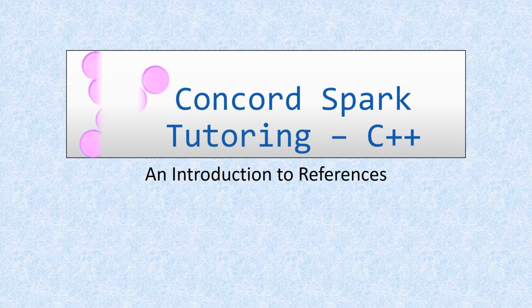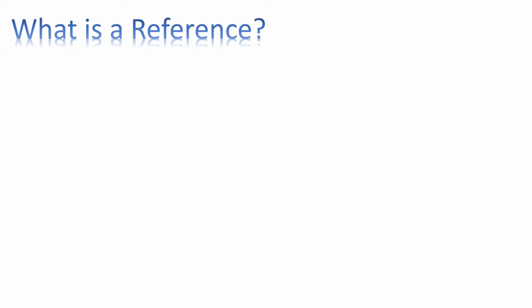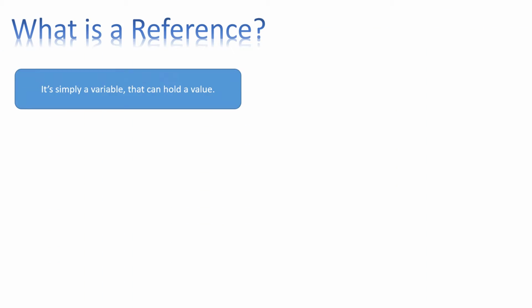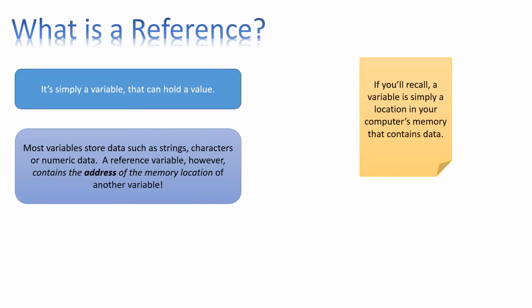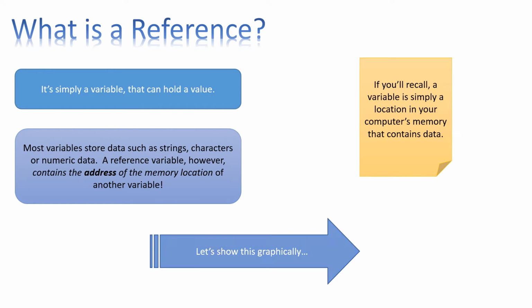Hey all, in this video I want to cover something in C++ called references. So what's a reference? It's simply a variable that can hold a value. If you'll recall, a variable is simply a location in your computer's memory that contains data. While most variables store data such as strings, characters, or numbers, a reference variable contains the address of the memory location of another variable. Let's show this graphically.